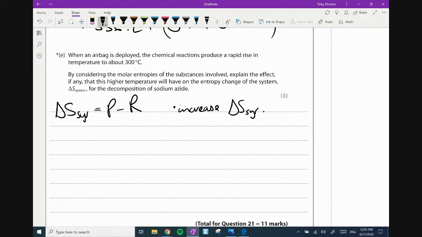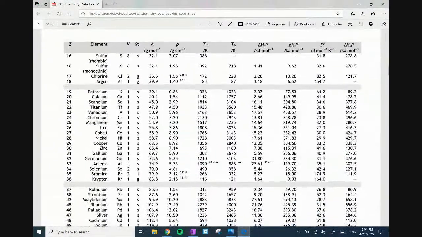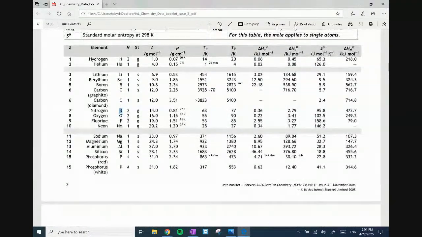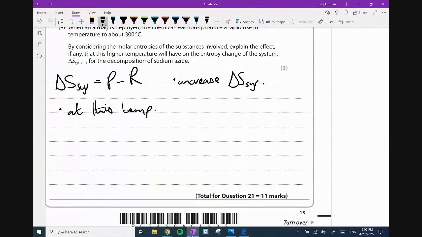Increase delta S sys. The reason being, at this temperature, I'd love to know what the boiling temperature of sodium was. Sodium's going to be at least a liquid. Data sheet. Hang on a minute, where's sodium? They'll be able to tell us. Find sodium. There it is. So sodium has a melting point in Kelvin of, but boiling point, so it's turned into a liquid but not a gas. That's nice to know. So at this temperature, Na is liquid.